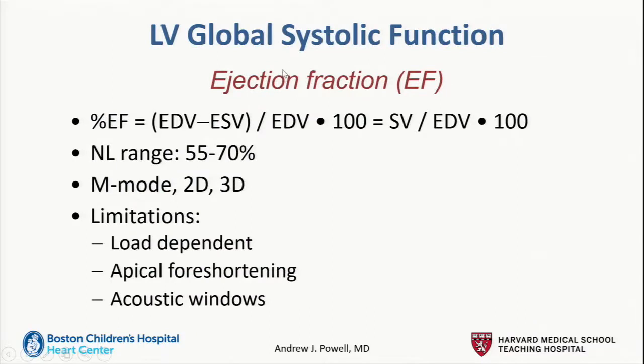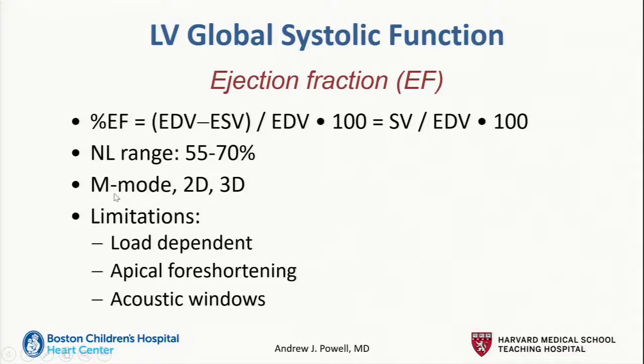Another parameter for global systolic function is ejection fraction. Here the formula is similar to that for shortening fraction, but now instead of measuring distances, we're going to calculate a volume. So end diastolic volume minus end systolic volume over the end diastolic volume, and again we'll multiply by 100 because it's a percentage. Another way to think about this is the end diastolic volume minus the end systolic volume, the difference between the two, is what goes out of the ventricle, or the stroke volume. So you could rewrite it as stroke volume over end diastolic volume. Normal range 55 to 70%.